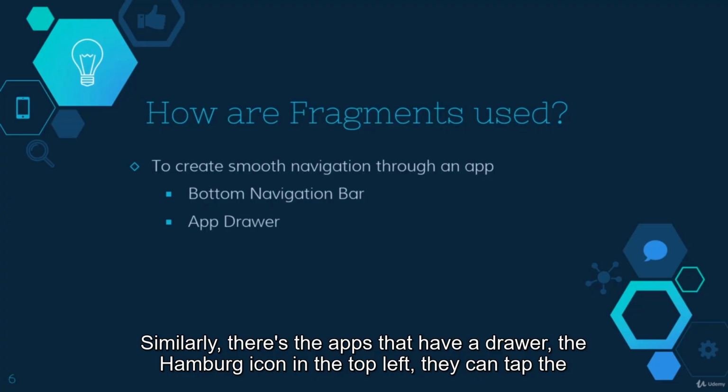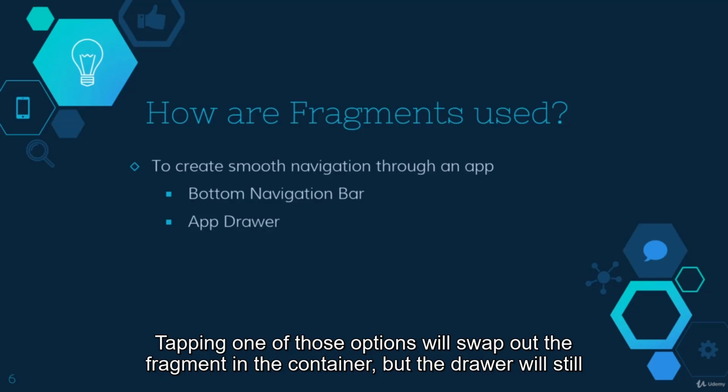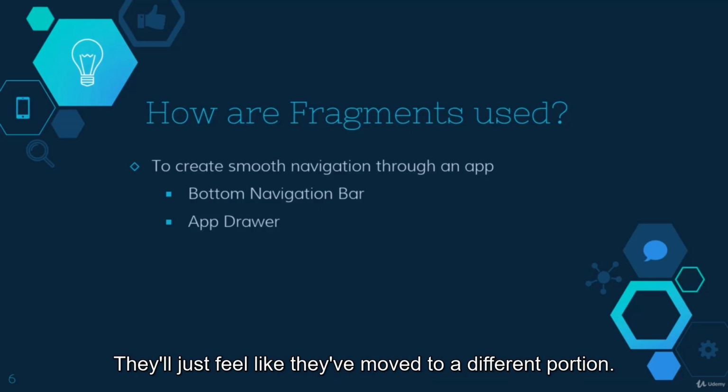Similarly, there are apps that have a drawer, the hamburger icon in the top left. They can tap the hamburger icon, choose one of the different options. Tapping one of those options will swap out the fragment in the container, but the drawer will still be there. The user won't feel like they've gone anywhere. They'll just feel like they've moved to a different portion, a different fragment of the app.